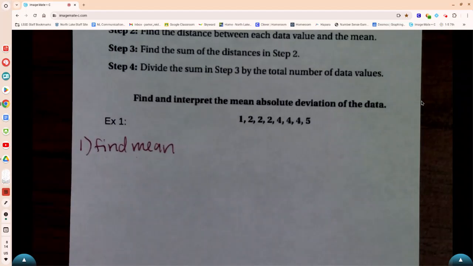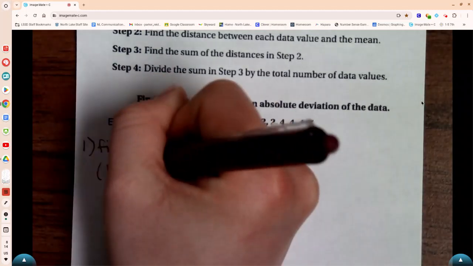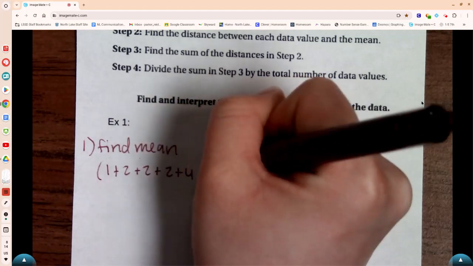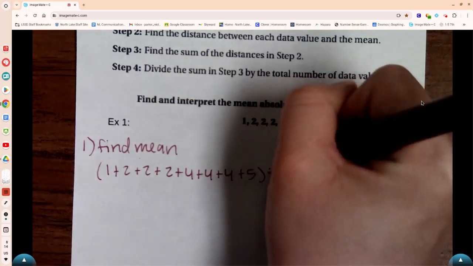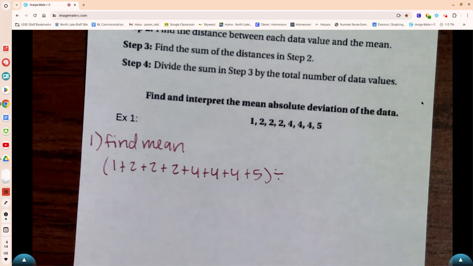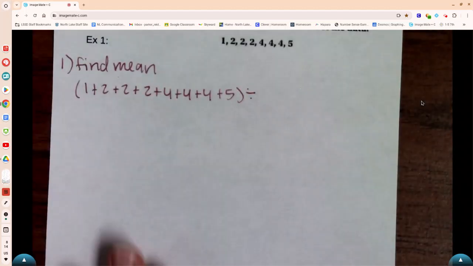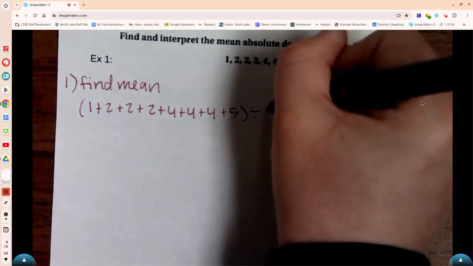How do I do that again? Emma? So I'm going to add up all these numbers, divide by how many there are. So 1 plus 2 plus 2 plus 2 plus 4 plus 4 plus 4 plus 5. What would I want to divide by for this data set in finding the mean? Ratisha? Because there are 8 values.